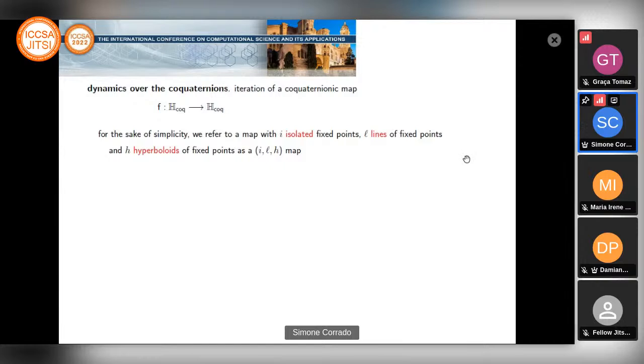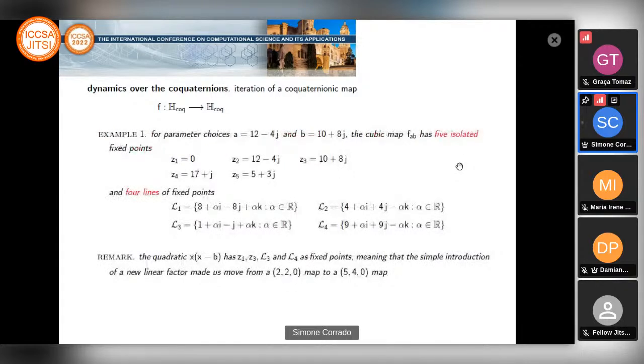Okay, I think my time is okay. Let's say I have an example for you here, and the idea is that for these parameter choices a and b, we prove that the cubic map f has 5 isolated fixed points and 4 lines of fixed points. This is very interesting. If you compare with the results I described for the quadratic polynomials, the number of zeros is greater, a lot greater.